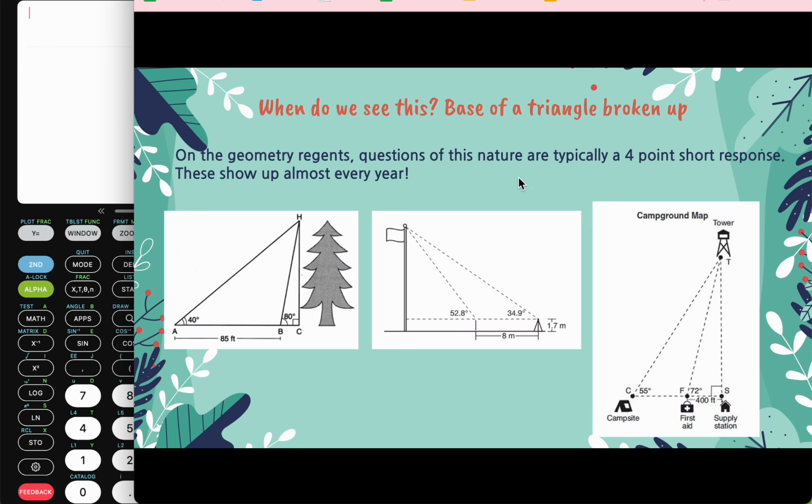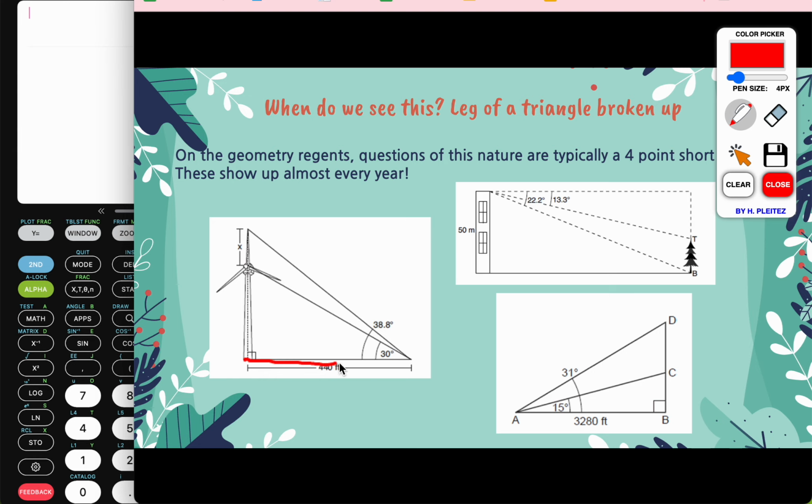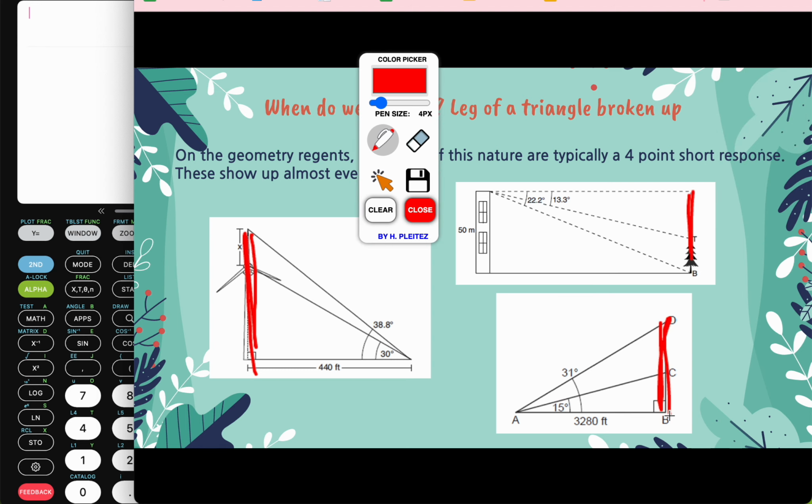Now, when do we see this? There might be times where you have the base of your triangle, like that bottom side, that is broken up. And we want to be mindful of this because on the geometry Regents, questions of this nature are typically 4 points. That's a lot of points, and they show up almost every single year. So in these three examples, you can see that the bottom of our triangles are broken up. Another example is if we have the leg of our triangle broken up. So instead of this bottom side here being split, we have this side here being split.